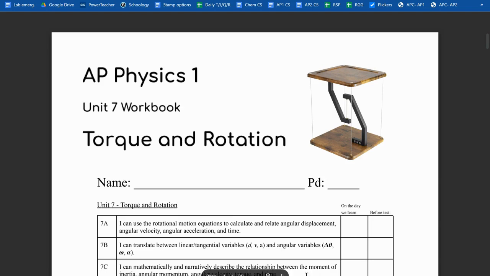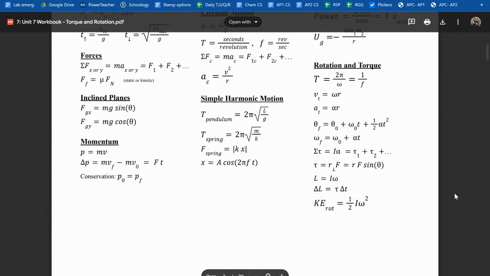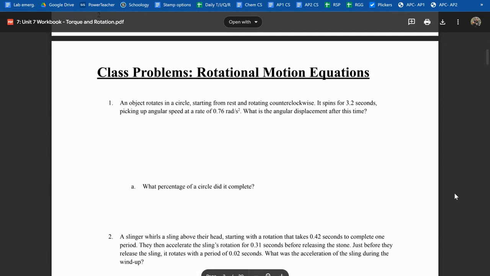Okay, this is our video to kick off torque and rotation for these rotational motion equations. Right now, I have pulled up the front page of our workbook. On the front, we've got all our learning targets and the equation sheet. Right now, we are going to look at page 3, class problems on rotational motion equations.